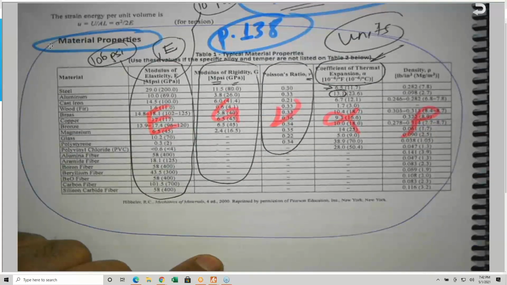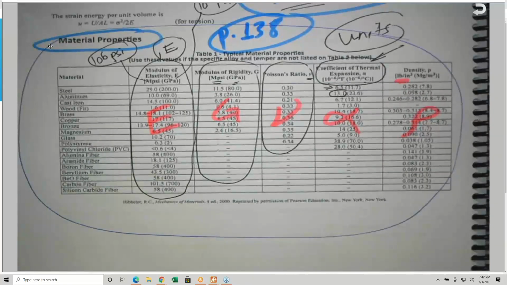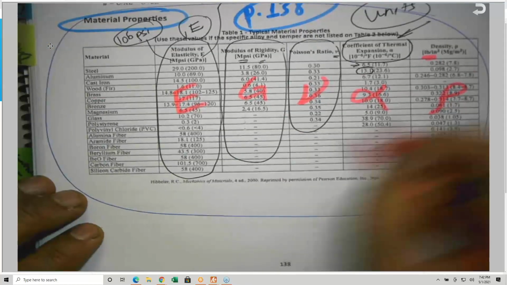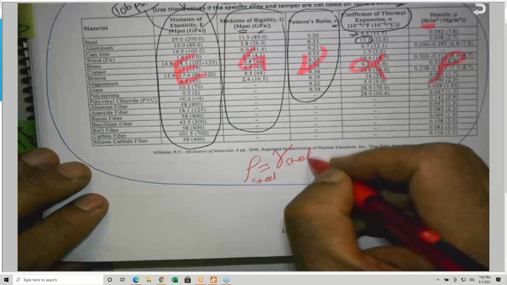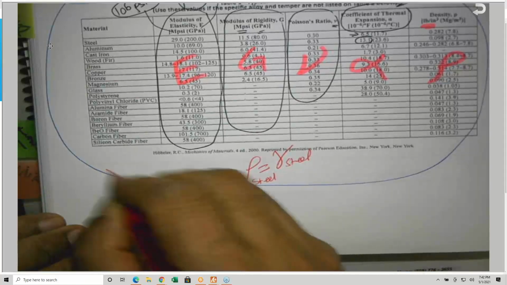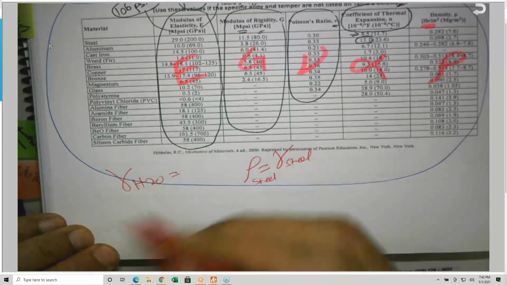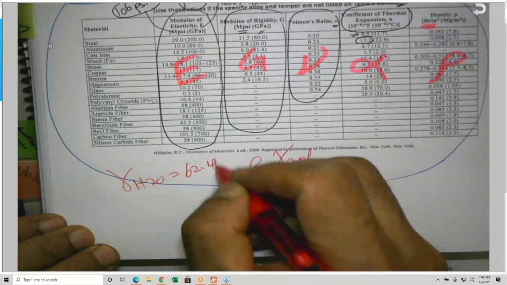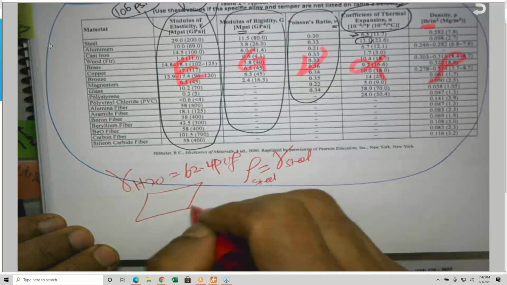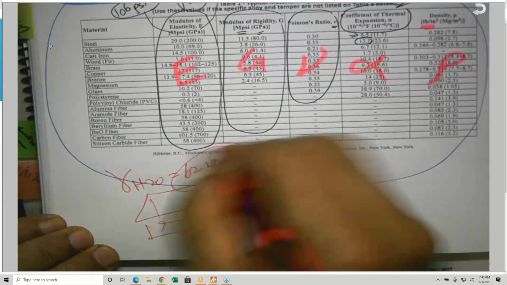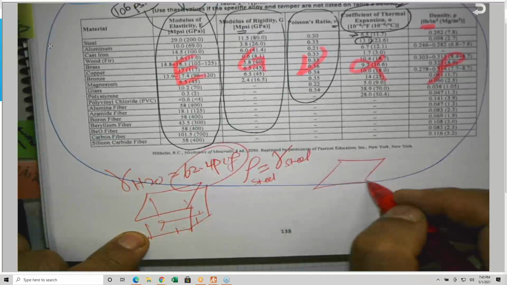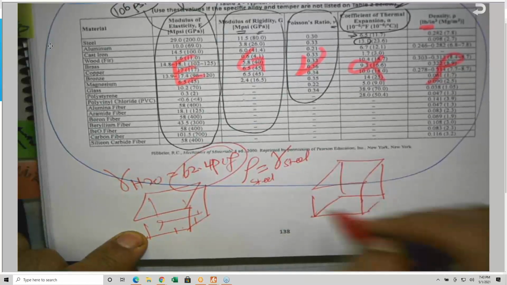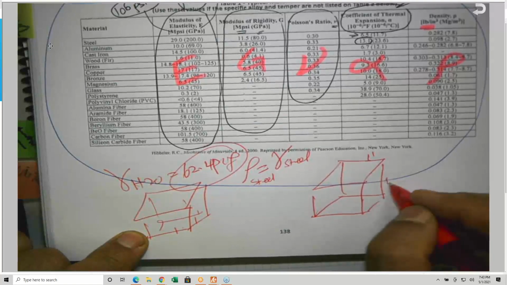Density, how many pounds per cubic inch. You know gamma, we are using rho or gamma for density. For example, what is gamma steel? We know gamma water is 62.4. Do you remember, 62.4 pounds per cubic foot? So if you have 1 cubic foot of water, this weighs 62.4 pounds. What do you think if you have 1 cubic foot of steel, 1 foot by 1 foot by 1 foot, how much does it weigh?